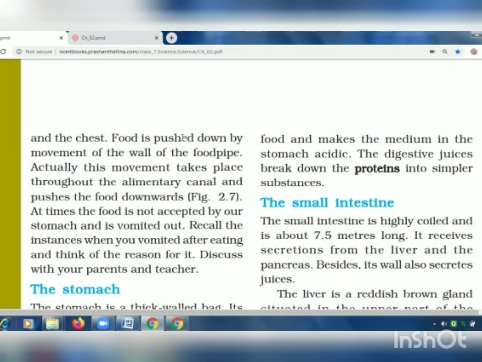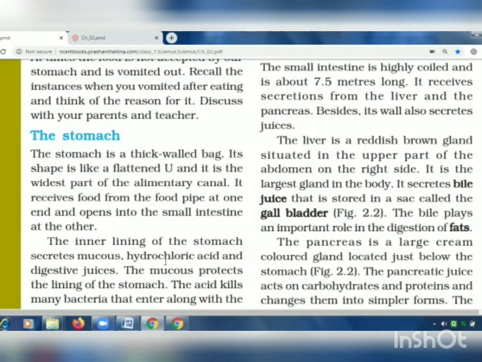So this is how food passes through the esophagus or the food pipe. Because of the movement inside the walls of the alimentary canal, the food is pushed downwards and reaches the stomach. Now we'll see what happens after it reaches the stomach.